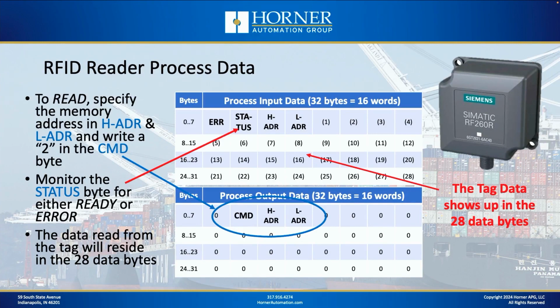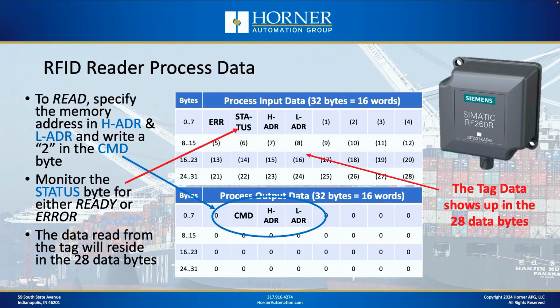Okay, so to execute a read, we basically start by writing to the right portion in the process output data, which specifies the memory location where we want to read from. Because remember, a typical tag is going to maybe have a couple hundred bytes of data that can be read, and you need to specify where you want to read from. So in this case, the high address and the low address is what you fill in order to specify that address that's to be read. And then you follow that up by putting a 2 in the command byte, which tells the reader that you want to perform a read.